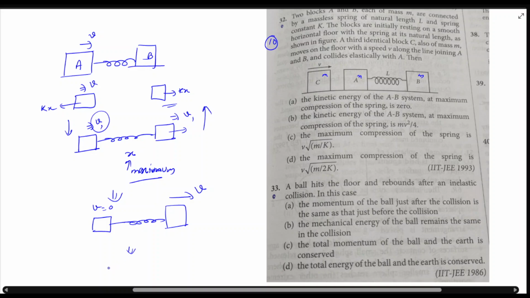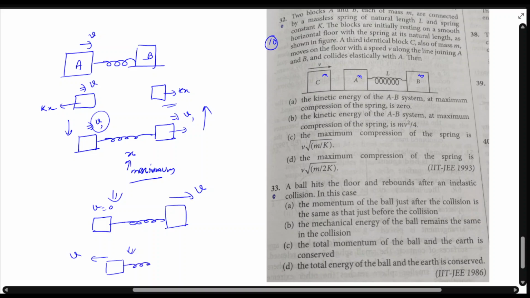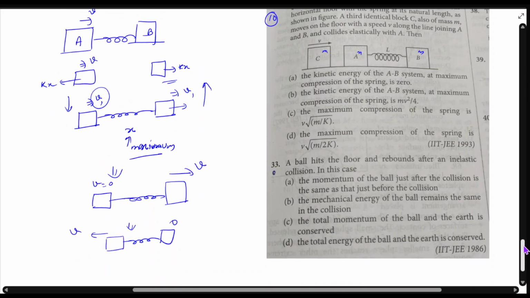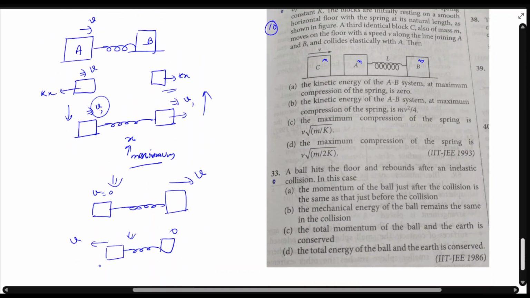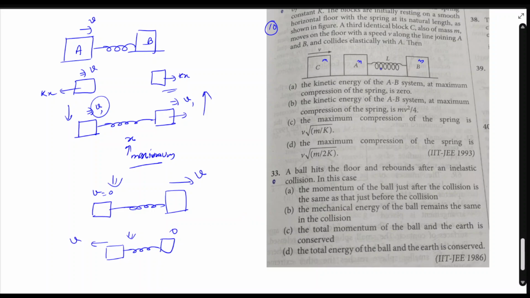It will start to gain a velocity in the backward direction. So after a certain time, they start to move with V, and this will come to rest, right? So it will go like this, and it will start to do oscillations. Okay. So whether it is SHM or not, we have to check. Okay, let's see what the question is asking.